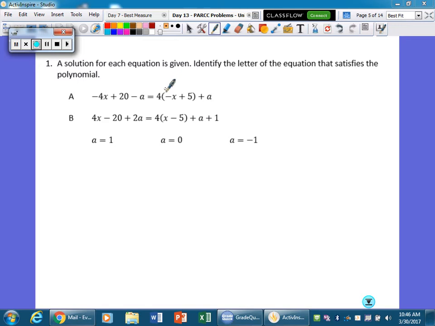Identify the letter of the equation that satisfies the polynomial. Okay, so I need to decide, does a equal 1 work for a or b? Does a equal 0 work for a or b? Does a equal -1 work for a or b? And what I want to do first is simplify this.